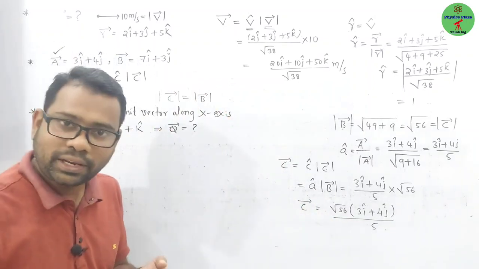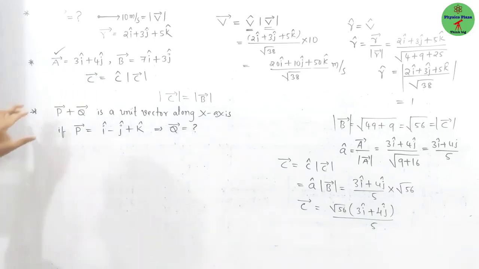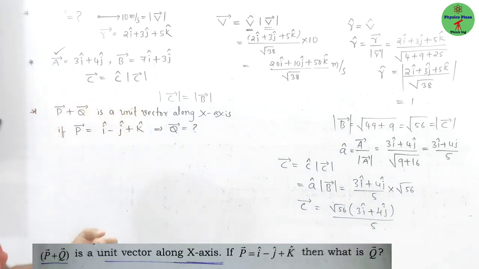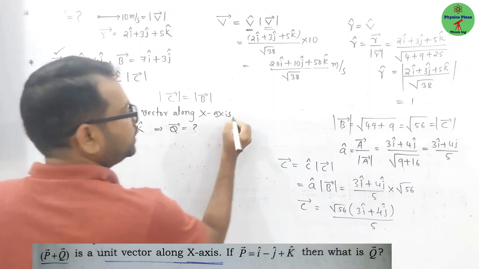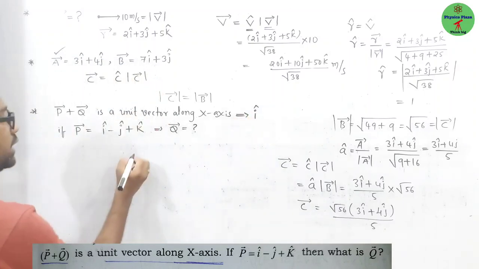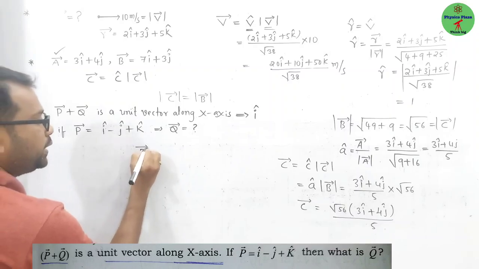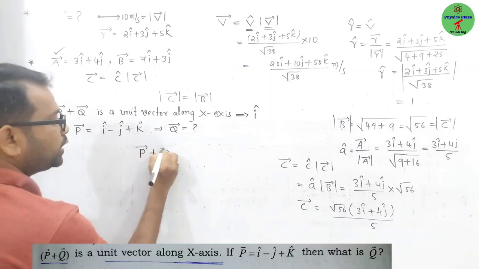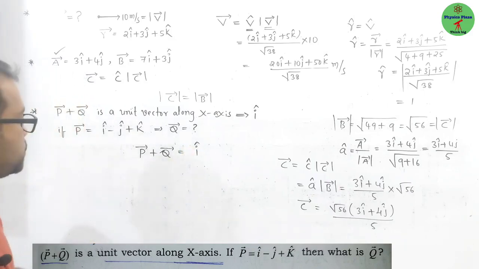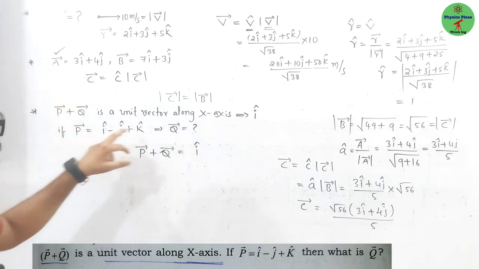Vector a. Clear? Fine. Now children, as per this question, if p plus q is a unit vector along the x-axis, children, along the x-axis the unit vector is what? Yes, it is i cap. So indirectly it is given that p vector plus q vector is equal to i cap. Here p is given, and they are asking us to calculate the q value.